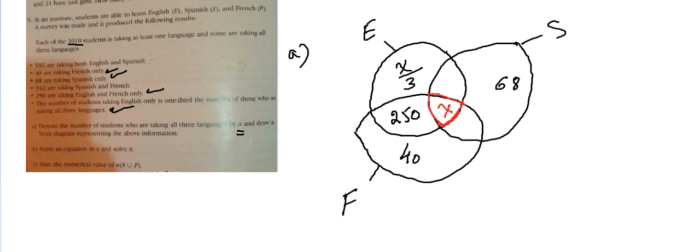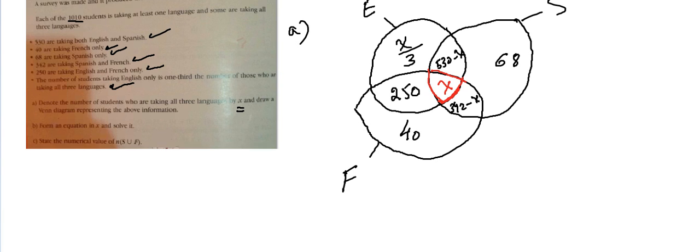530 taking both English and Spanish means it's 530 minus X, because the 530 for both English and Spanish, not English and Spanish only. This means this number is 530 minus X. What else? We have 342 taking Spanish and French, also minus X, to represent only Spanish and French. Right? I think we have finished part A.